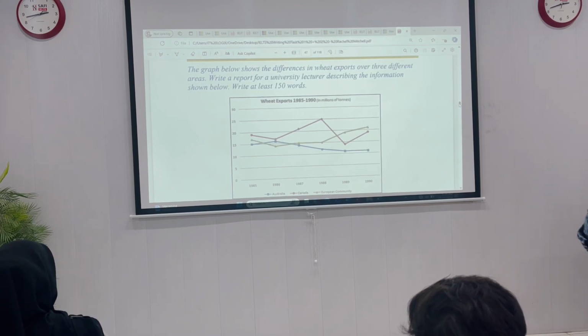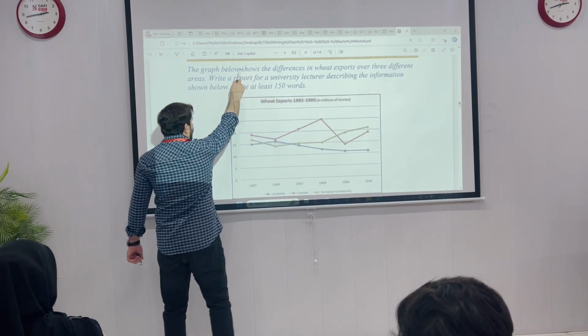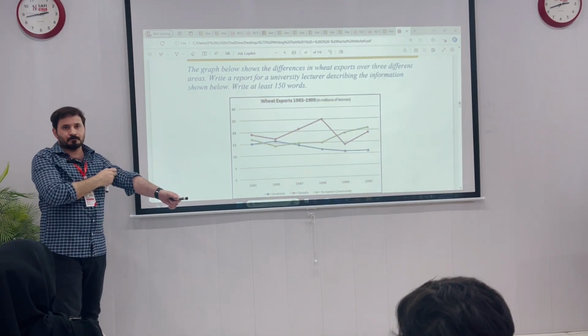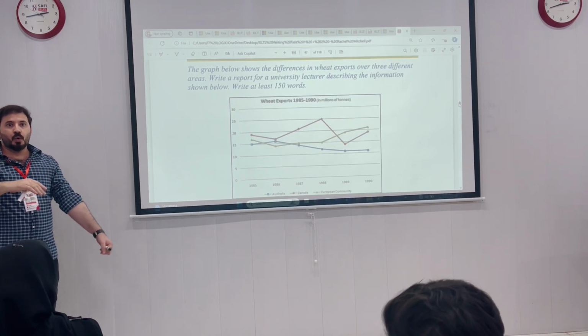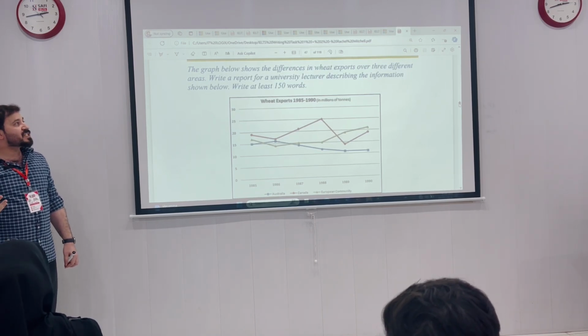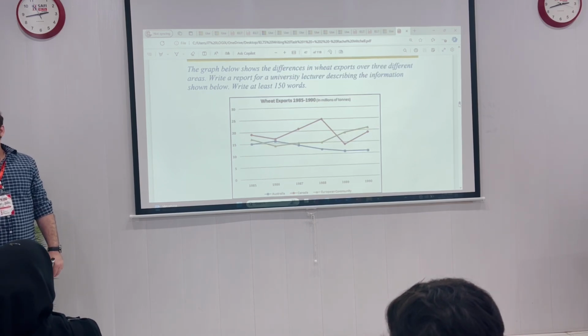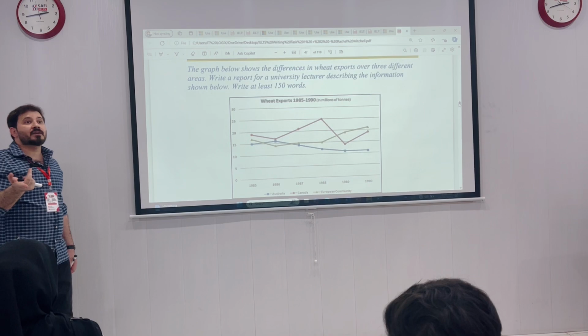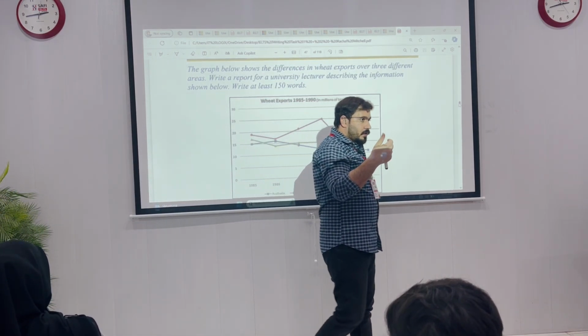Second, IELTS always gives you a word. Can you see here? They provide you with the verb "shows." They will provide you with the verb "shows." They always write "shows." You need to change it. Second step, what will you do? Change the verb. Use a synonym for the word. Change the verb. Okay? Shows.